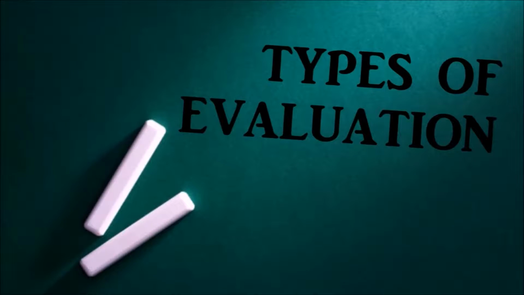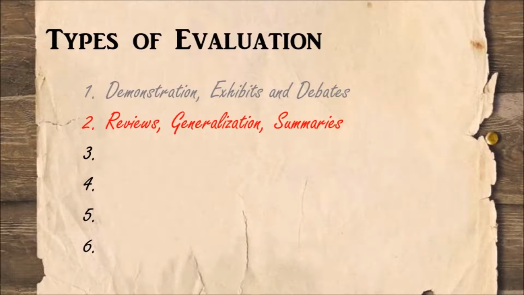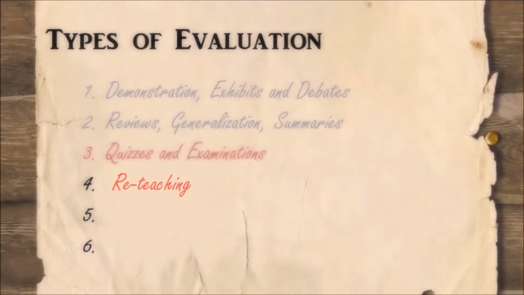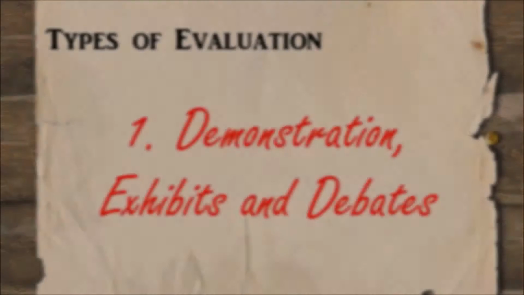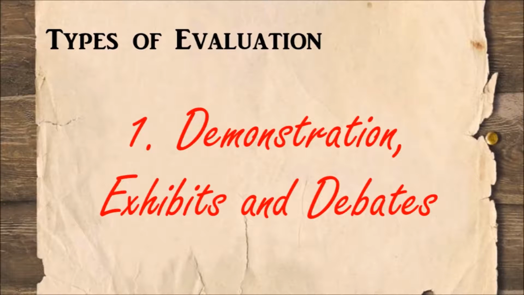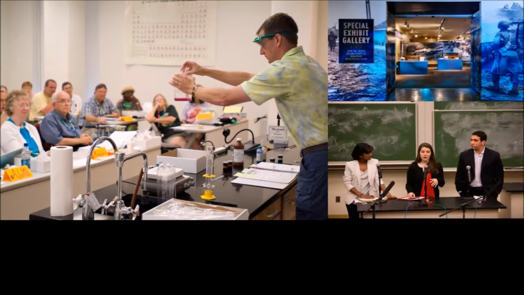Types of evaluation include demonstration, exhibits and debates, reviews, generalization and summaries, quizzes and examinations, reteaching, remediation, and special training. Number 1. Demonstrations, exhibits, debates. These are teaching methods that give a better learning experience for students.